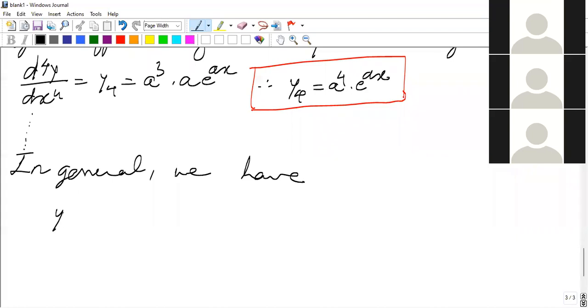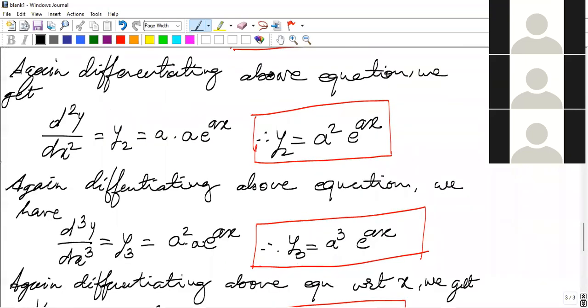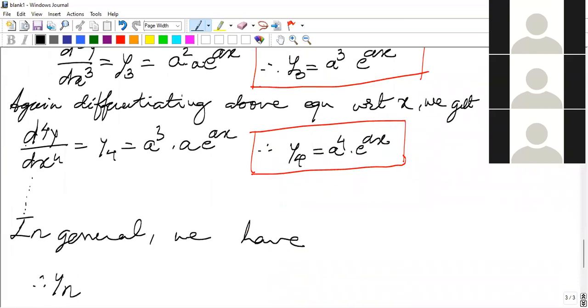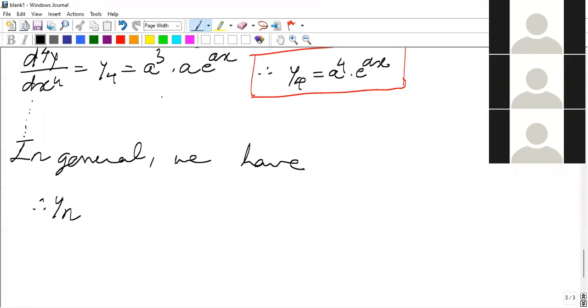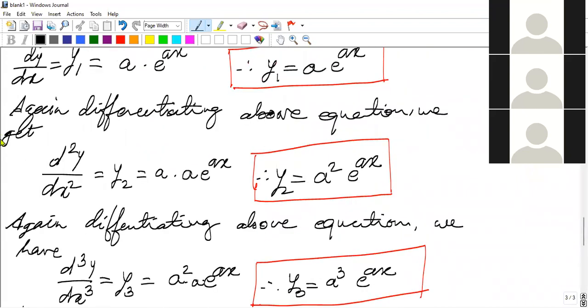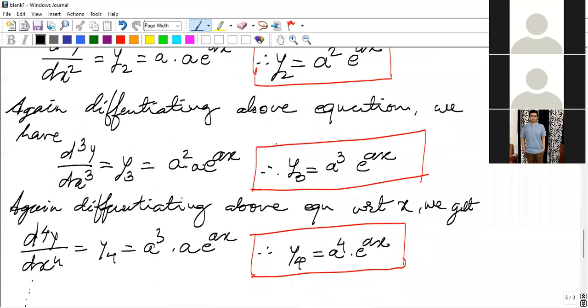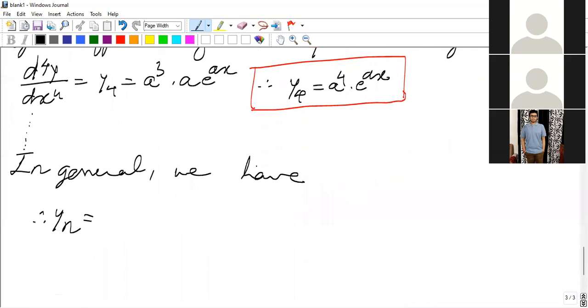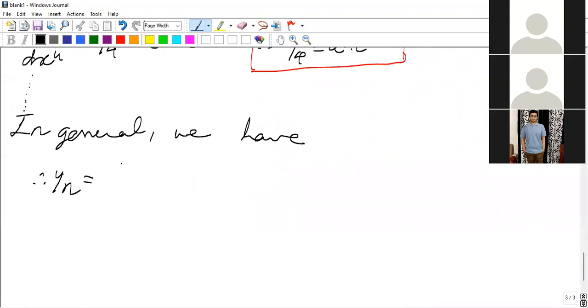Okay, so we have to go for n. We got y1, y2, y3, y4, and now we have to generalize what will happen to yn. Here, how do we identify the pattern? For the first order derivative, I got a. For the second order derivative, I got a square. For the third order derivative, we got a cube. For the fourth order derivative, we got a raised to 4. What will happen to the nth order derivative?